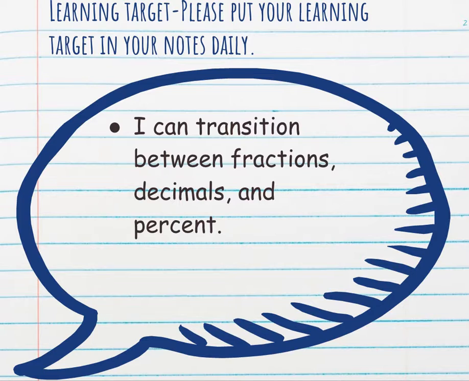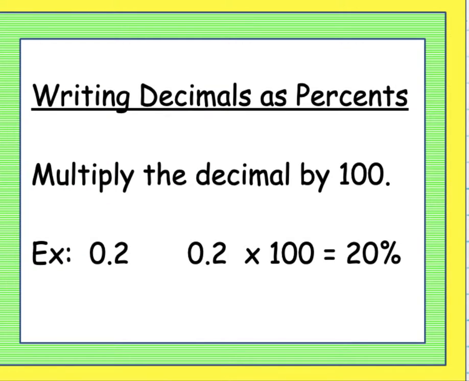So go ahead and write those things down in your notebook. You can just put this as a heading in your notebook: writing decimals as percents. You're going to multiply the decimal by 100. And I've given you an example there, 0.2. 0.2 times 100 gives you 20%. Now, feel free to pause the video while you write this down.